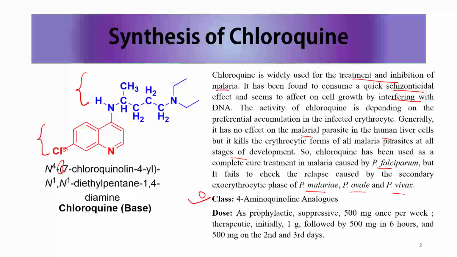The dose as prophylactic suppressive is 500 milligrams once per week. Therapeutic is initially 1 gram, followed by 500 milligrams in 6 hours, and 500 milligrams on the second and third day. So that is the dose of chloroquine if someone has suffered with malaria.